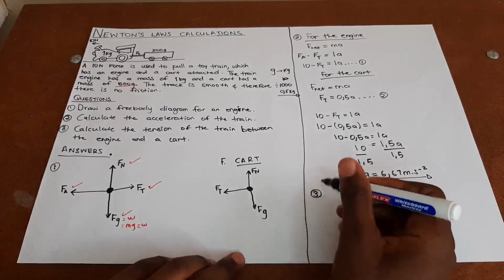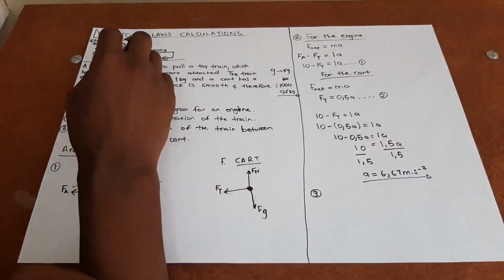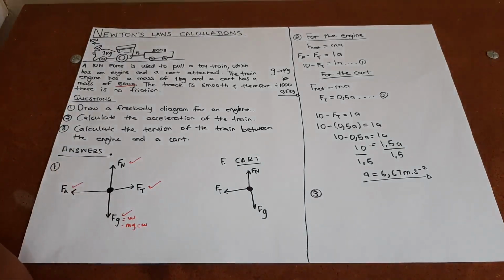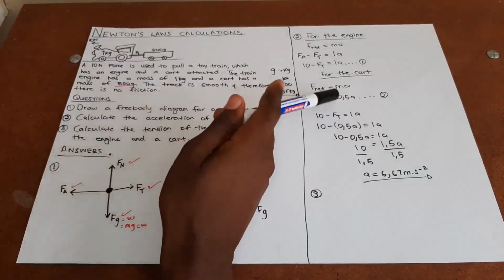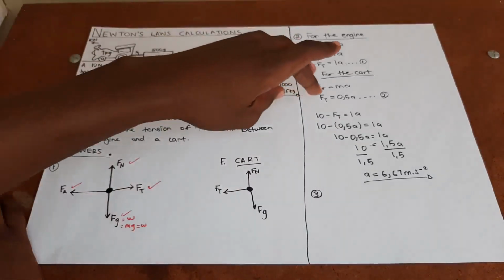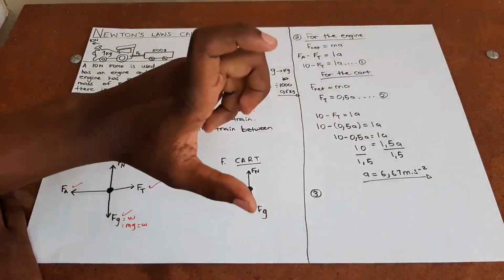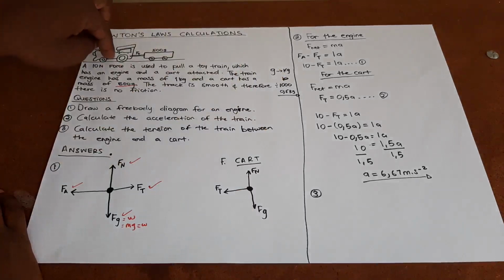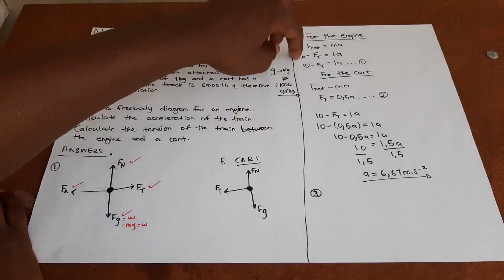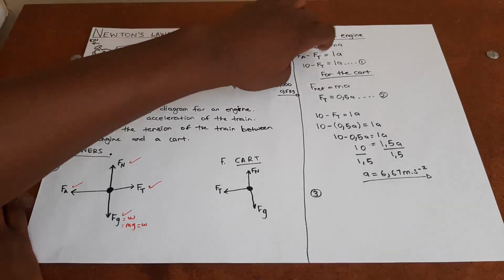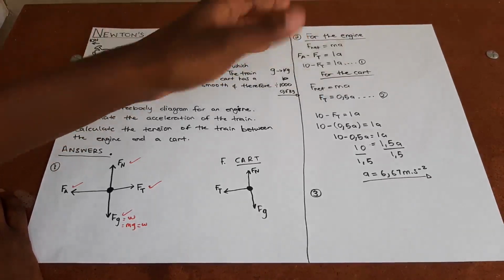Number 3, calculate the tension of the train. Okay, let's calculate now the tension. There are so many ways we can calculate the tension. We can either take your acceleration and substitute into one of the equations, either this equation or this equation, to get your tension. Or you can use F net is equal to Fa minus Ft. Fa is a known value, Ft is an unknown value, and acceleration is a known value. So you're going to be left with Ft unknown, and you can find your Ft.